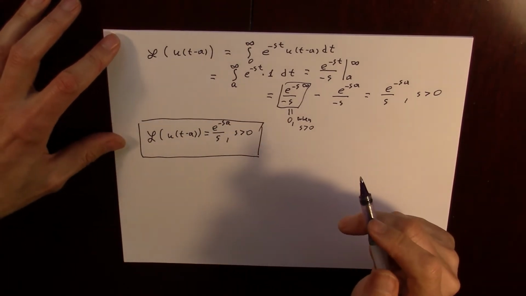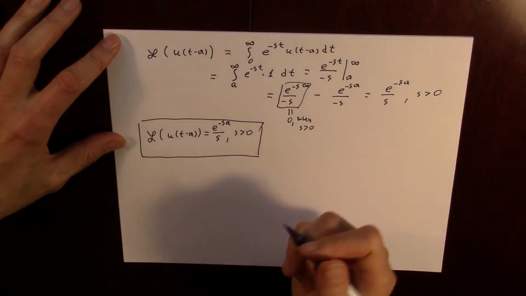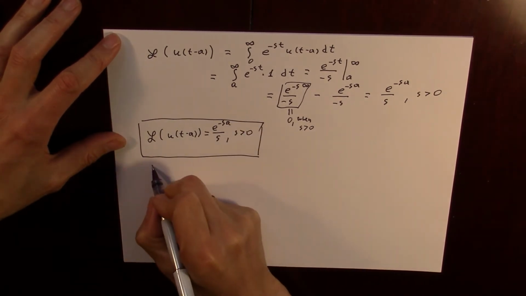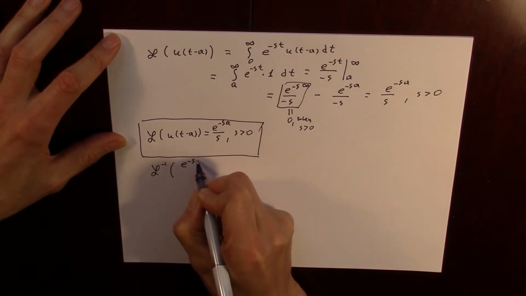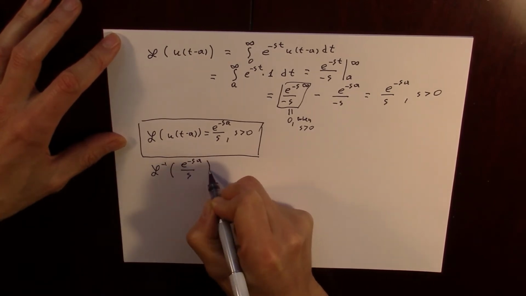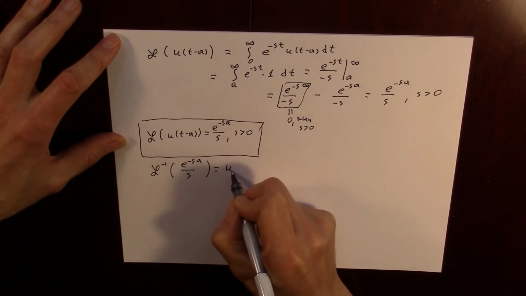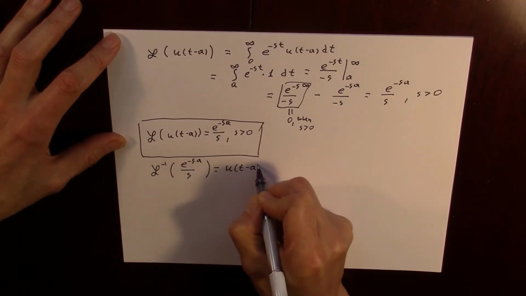So we defined the Laplace transform of a function. The same way we can define the Laplace inverse. So the Laplace inverse of e to the negative sa over s is going to be equal to the step function u of t minus a.